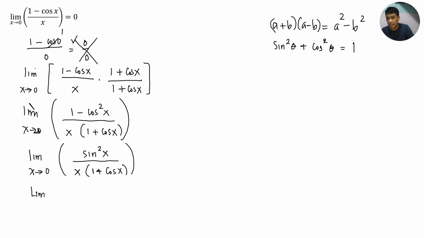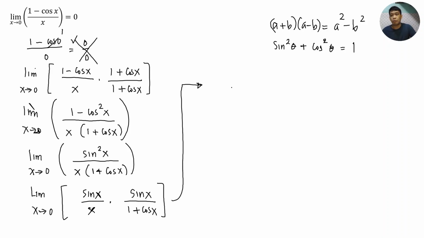But then again, sine squared x can be written as sine x times sine x. So we can rewrite this as sine x over x multiplied by sine x over 1 plus cosine of x. So again, if we simplify this, sine times sine is sine squared, x times 1 plus cosine x is x times 1 plus cosine x. So this is still the same as our given.